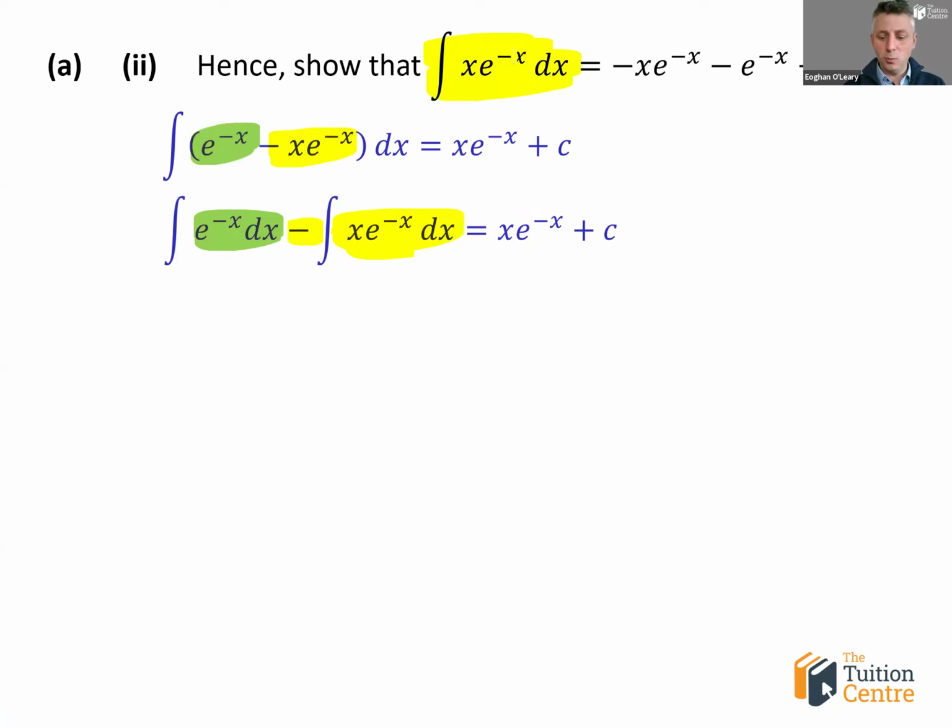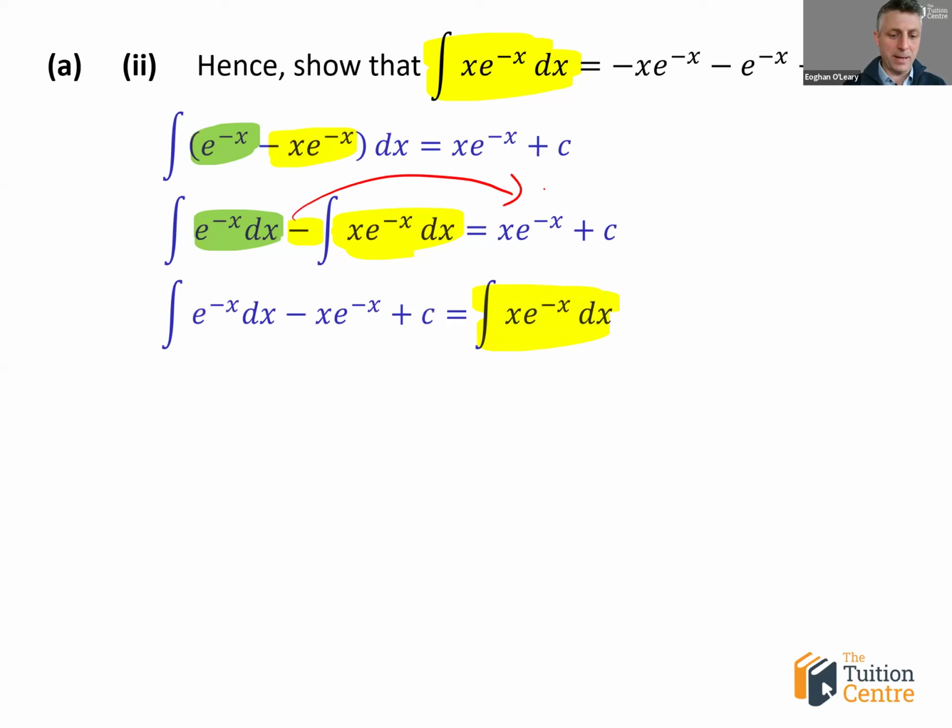Okay, so what I'm going to do is bring that over. I'm going to isolate that by itself on the right-hand side. So I've just brought it over. It was a minus over here, so I'm adding the integral to both sides, and I'm bringing the rest of it over here. So x times e to the power minus x becomes minus x times e to the power minus x.